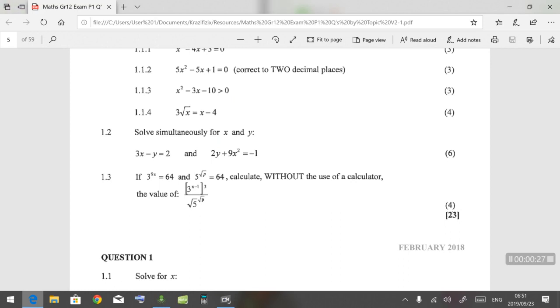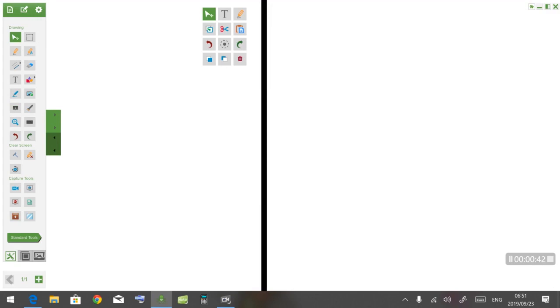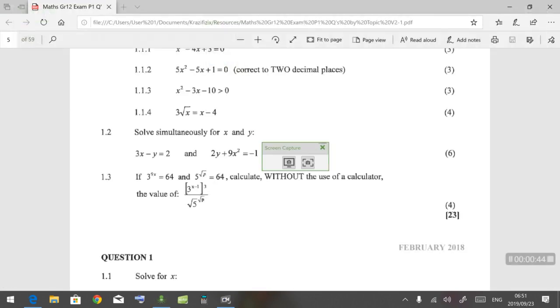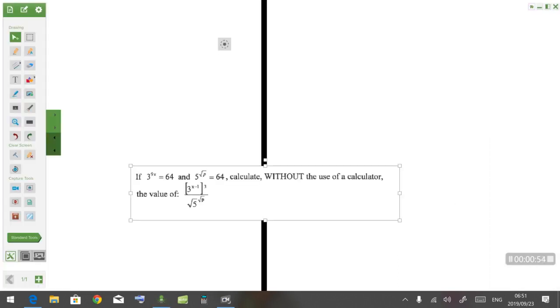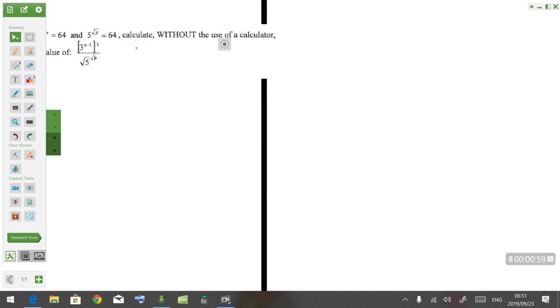Now, you're given this expression here: if 3 to the power 9x and 5 to the power root of p equals 64, without the use of a calculator, we need to find the value of this expression. All right, let's start working quickly here. Let's bring that question somewhere here. We screen grab that so that it's easy for us to work with. So we have this question here, and we need to work out a solution.